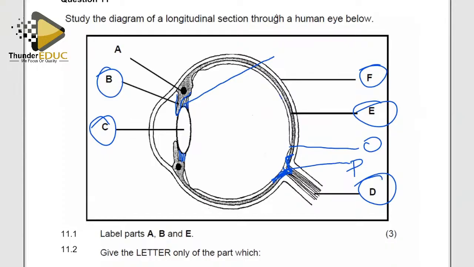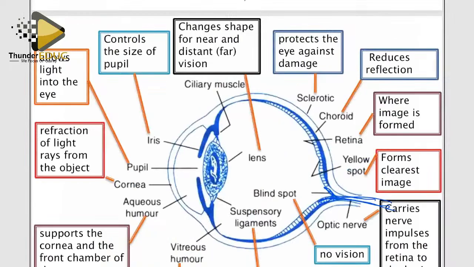So the retina is this white part you see. This part which I'm trying to shade is the retina. But where the nerves are connecting to the retina, that part here is called the blind spot.